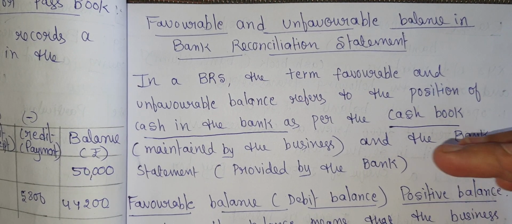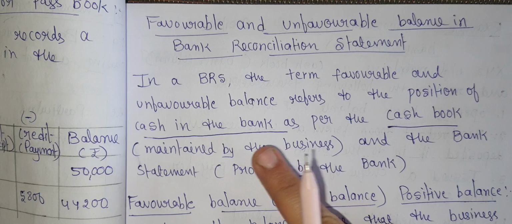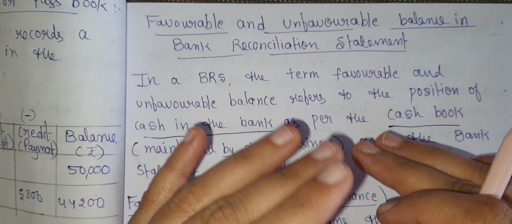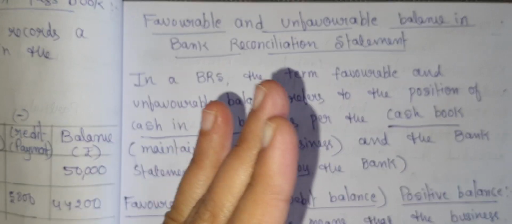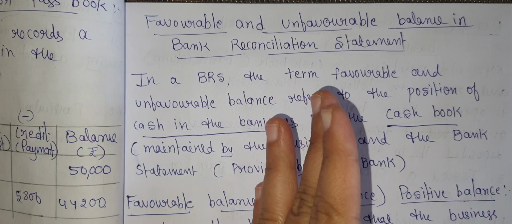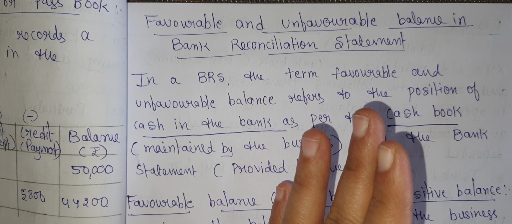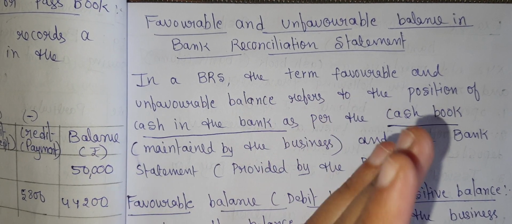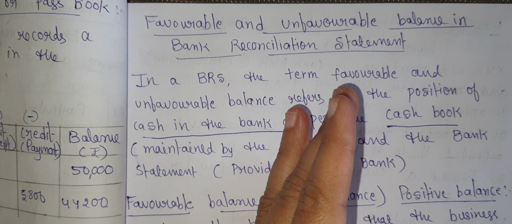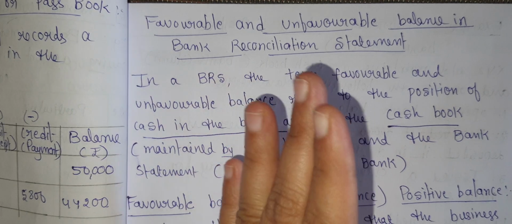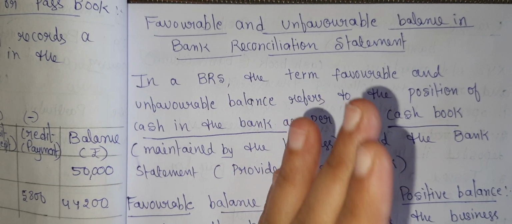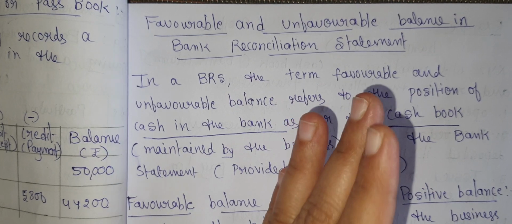Now we will see what is the position of cash. Position of cash means whether the business has a surplus or a deficit balance as per its cash book and bank statement or passbook. So it is nothing but position of cash. We will call the bank statement also a passbook.